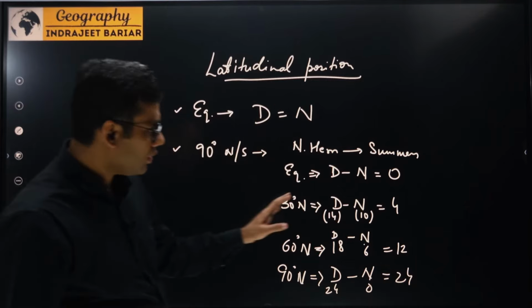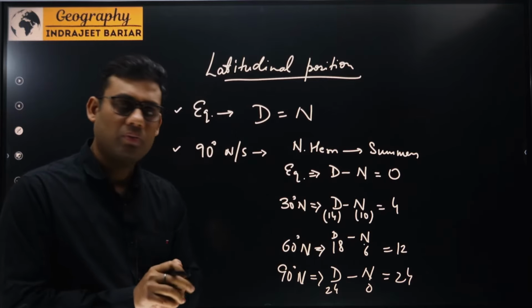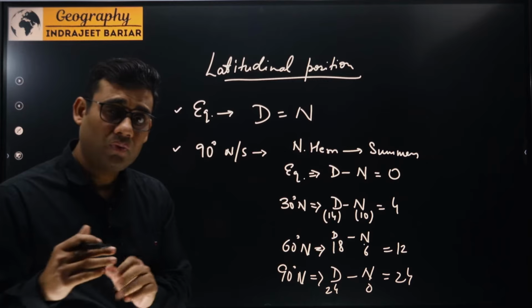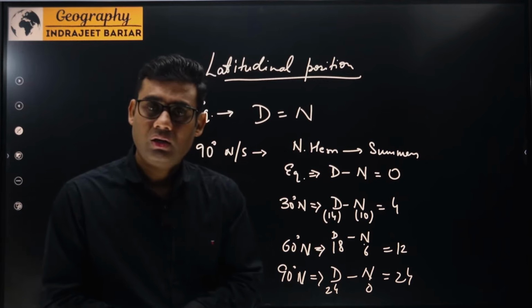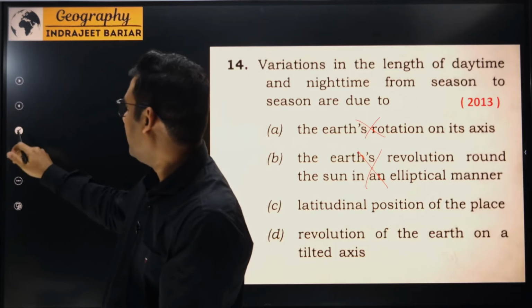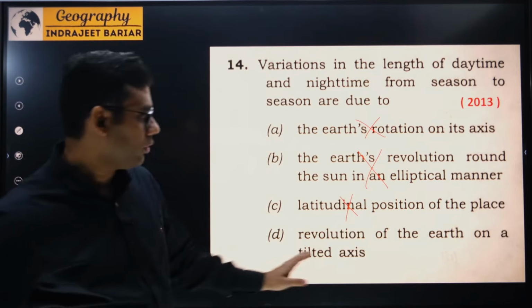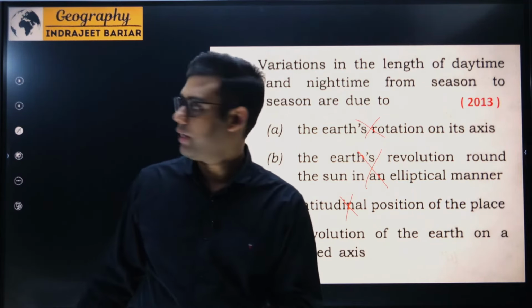So the difference between day and night length is definitely impacted by latitudes, but not the variation in the length of day and night. So that is something where again I have the latitudinal position. And fourth is the revolution of Earth on a tilted axis.